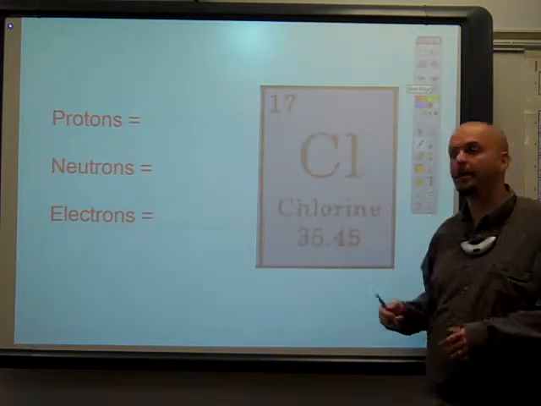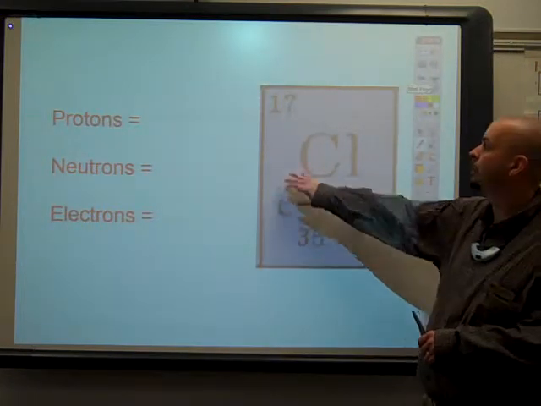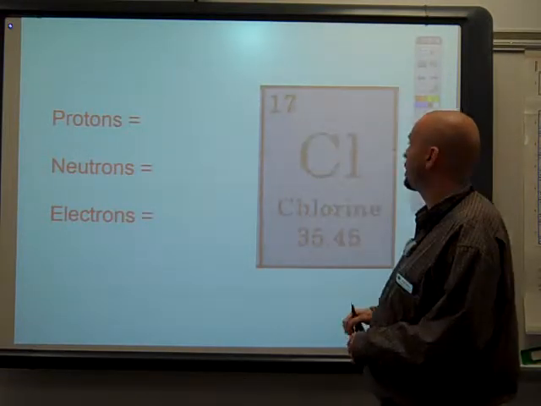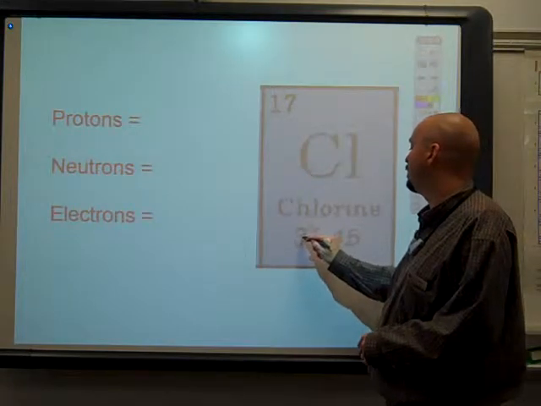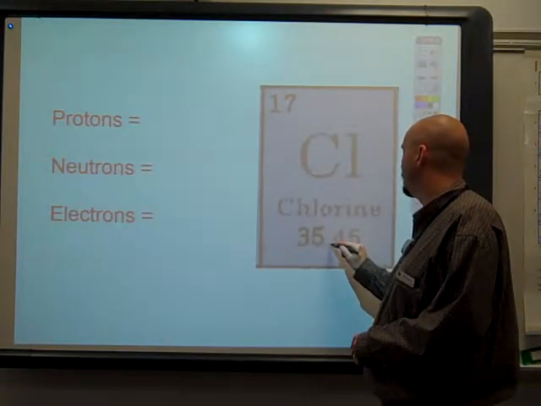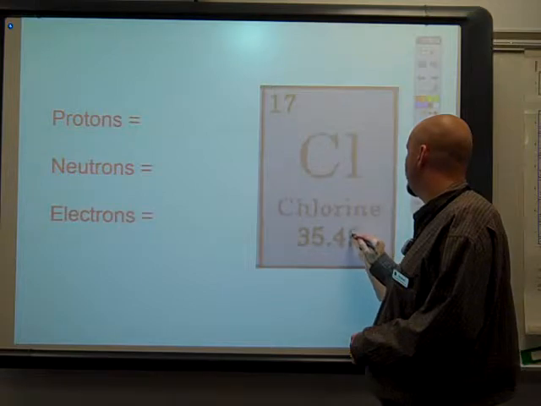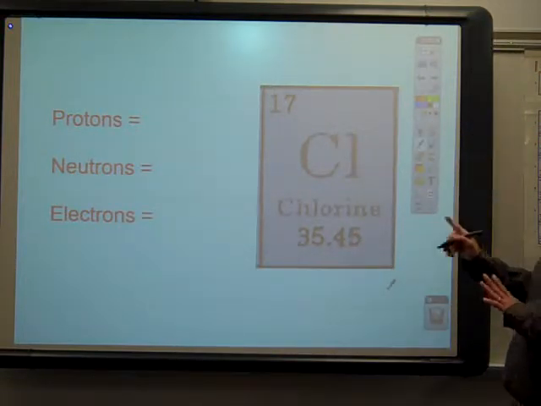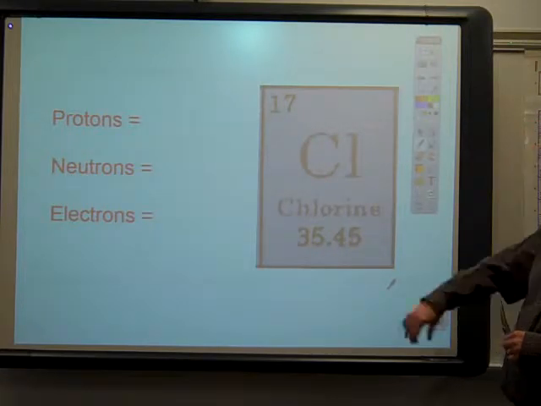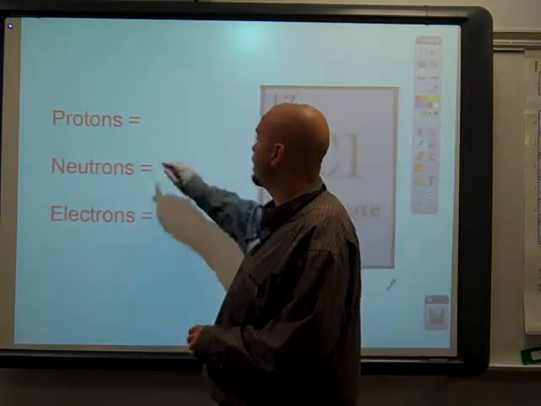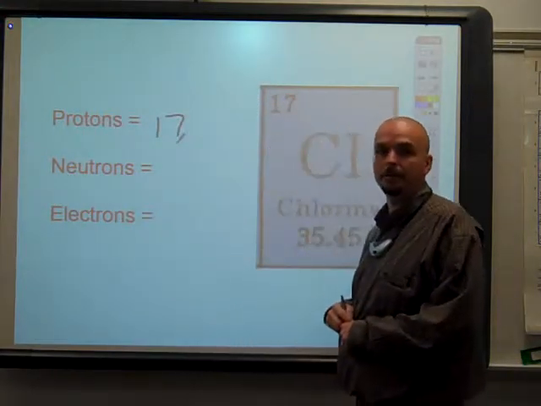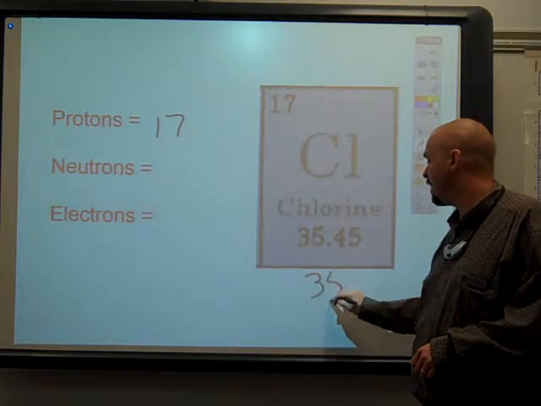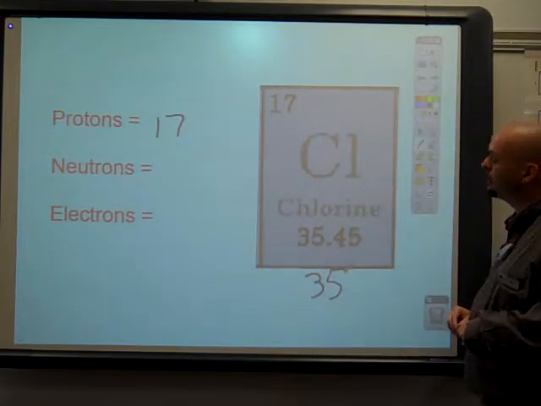One more example, chlorine, another very common element that we deal with. 17 is this number on top. On the bottom we have 35.45. This is one of those elements that we use so many times that you'll come to memorize that before too long. The 17, the atomic number, tells us that we have 17 protons. 35.45 rounds to 35. That is the total number of particles in the nucleus.